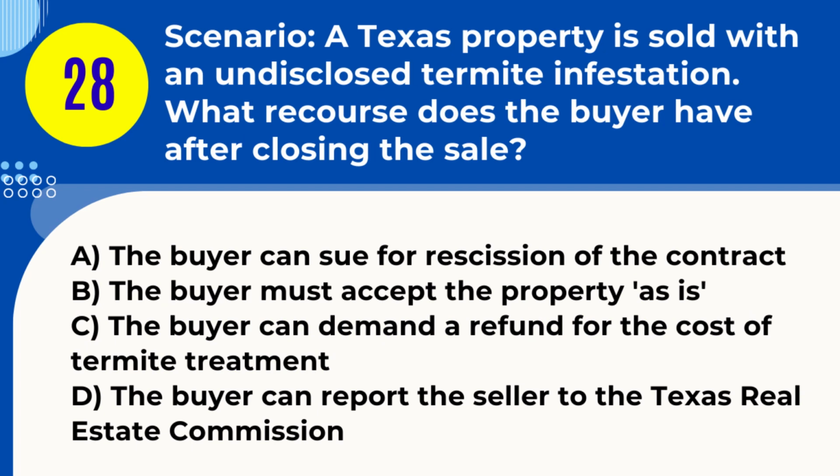Question 28. Scenario. A Texas property is sold with an undisclosed termite infestation. What recourse does the buyer have after closing the sale? A. The buyer can sue for rescission of the contract. B. The buyer must accept the property as is. C. The buyer can demand a refund for the cost of termite treatment. D. The buyer can report the seller to the Texas Real Estate Commission. Answer: A. The buyer can sue for rescission of the contract.